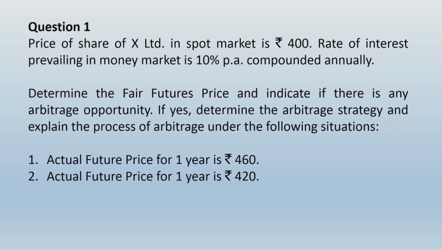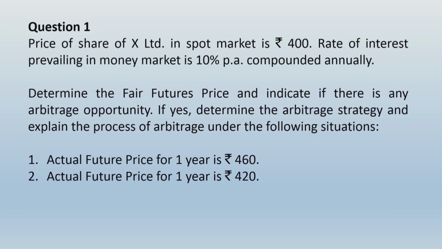Let us read what is given in question number 1. Price of share of X Limited in spot market is rupees 400. Rate of interest prevailing in money market is 10% per annum compounded annually. Determine the fair futures price and indicate if there is any arbitrage opportunity. If yes, determine the arbitrage strategy and explain the process of arbitrage under the following situations. Number 1, actual futures price for 1 year is rupees 460, and number 2, actual futures price for 1 year is rupees 420.